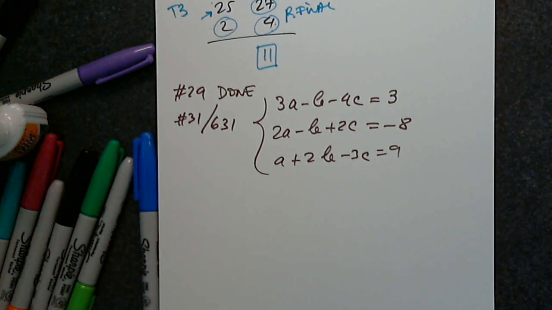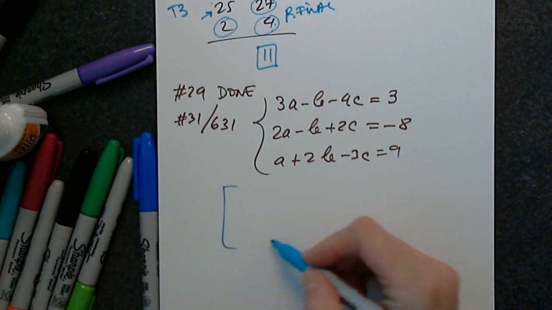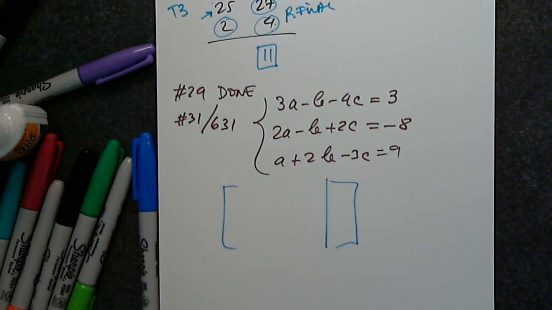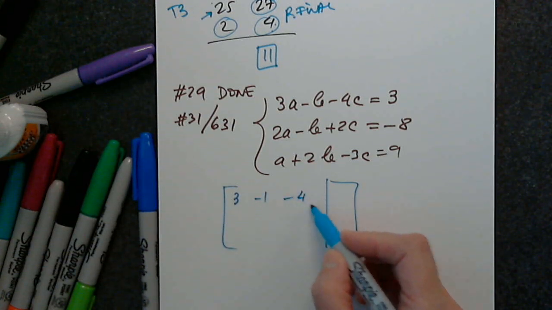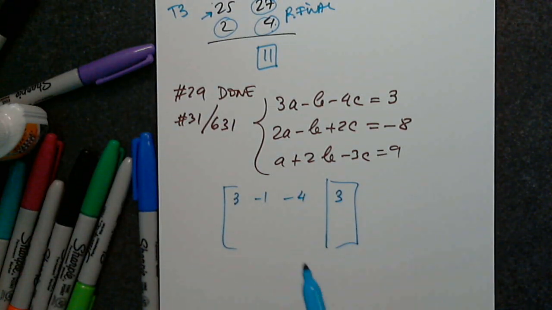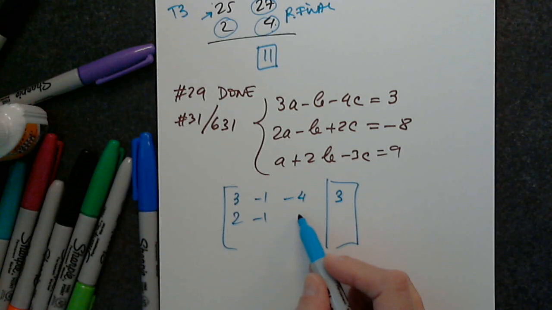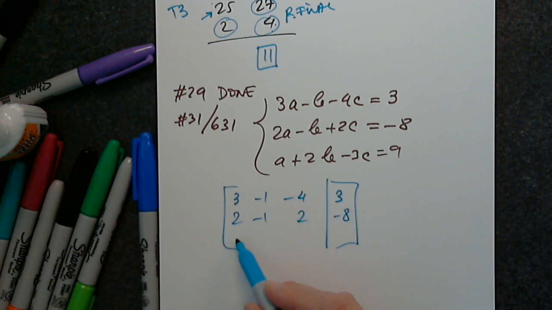What do I have to do first? Present the augmented matrix. Very good. So here's the augmented matrix. Can anyone dictate by rows? By rows. And then 2, negative 1, 2, and negative 8. And then 1, 2, negative 3, and 9.